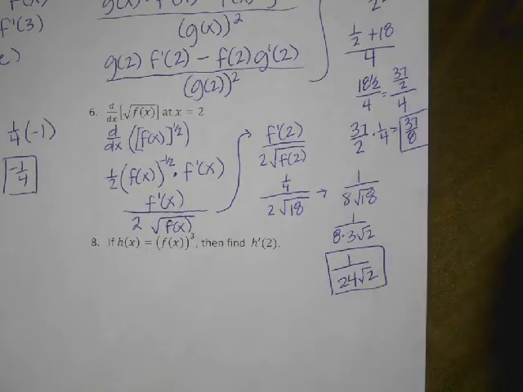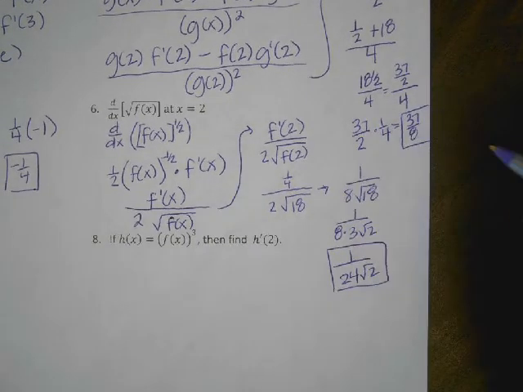You could rationalize that as well. Get the square root of 2 off the bottom, so that'd be root 2 over 48. That'd be another good answer.